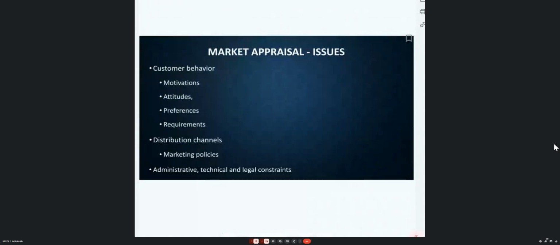Another factor to consider in market appraisal would be administrative, technical, and legal constraints that you may encounter while you're doing your market appraisals.